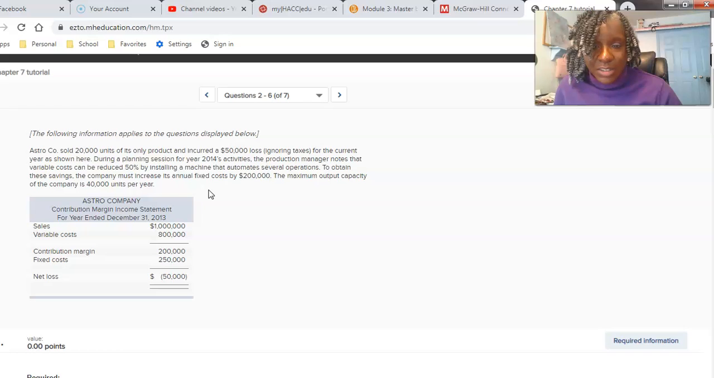I hope this particular demonstration gives you an idea of how to compute your break-even in dollars and compute your contribution margin ratio. If you have any questions, please don't hesitate to ask.